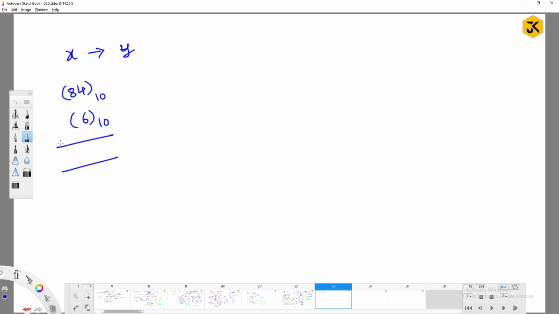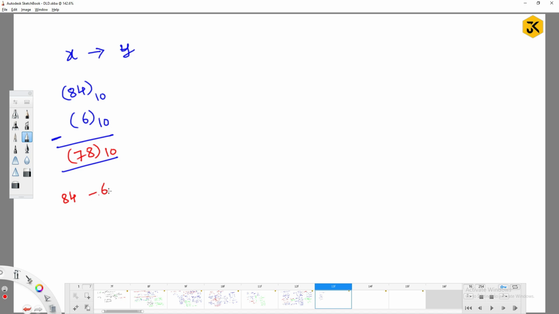I would like to perform a subtraction operation. What is the result? It is a direct answer because they are in our understandable format, that is base 10. As base 10, I can directly solve it, so you get the result as 78 base 10. But if you observe here, the same number I have to write in two ways. One is 84 minus 6.